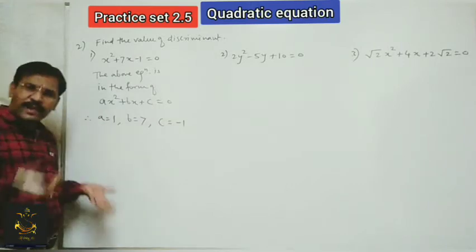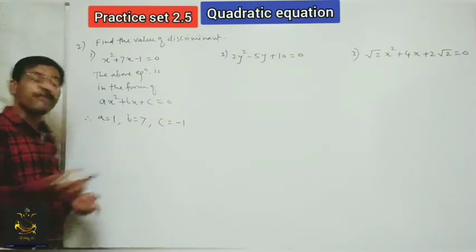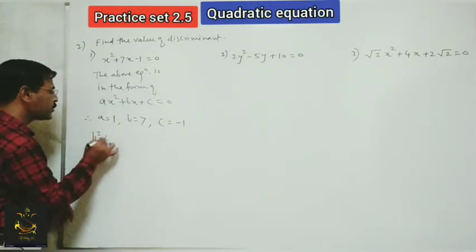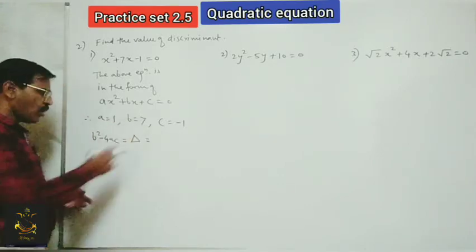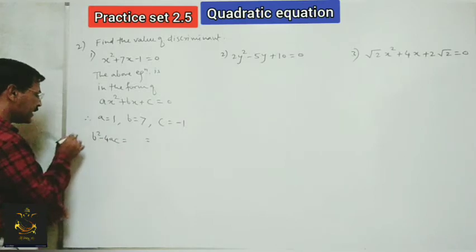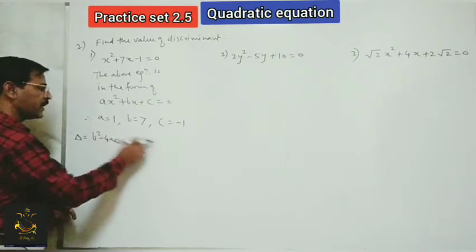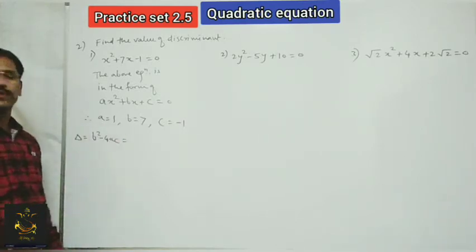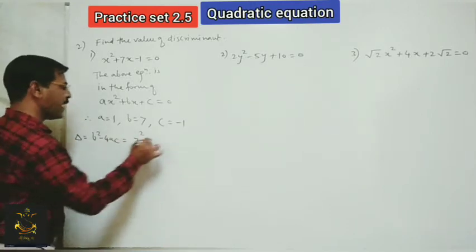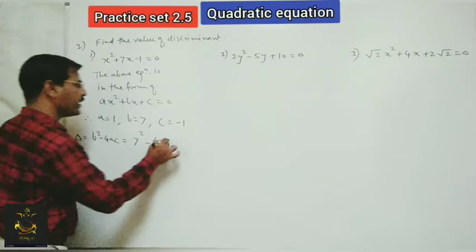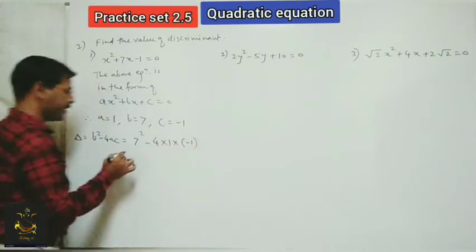Minus 1. And we are going to find the value of b square minus 4ac, which is the discriminant. We can write delta here also. Delta, meaning discriminant, is equal to b square minus 4ac. Now I put the values here. B square means 7 square, minus 4 into a for 1 and c for minus 1.